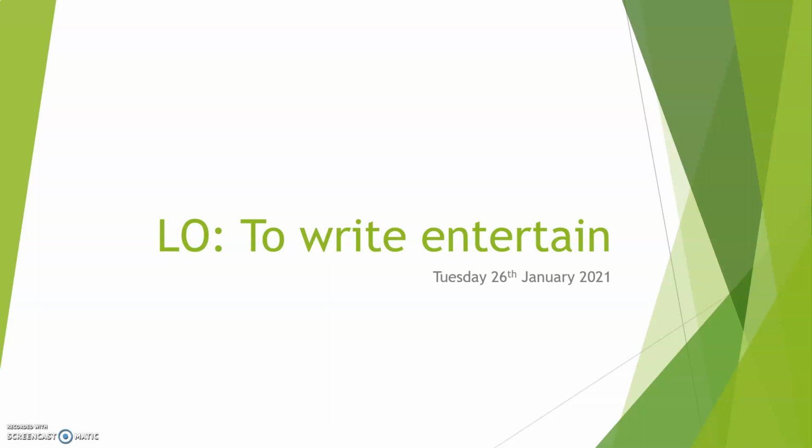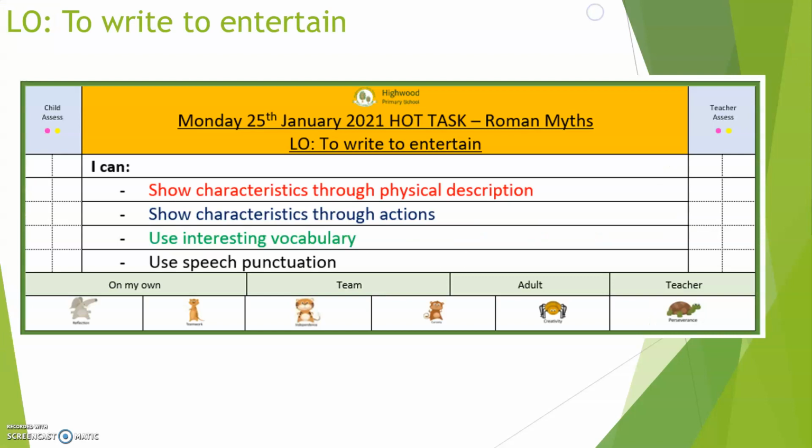So what I want to do is quickly remind us of the success criteria. So in order to be successful today, we need to show characteristics through physical description, show characteristics through actions, use interesting vocabulary, and use speech punctuation. So those are the success criteria we used yesterday. They are all lessons that we have learned going up to today. So we did the whole work last week where we looked at the Roman soldier, and then we learned how to write speech. So we've done all of this. It's now a case of putting it into action.